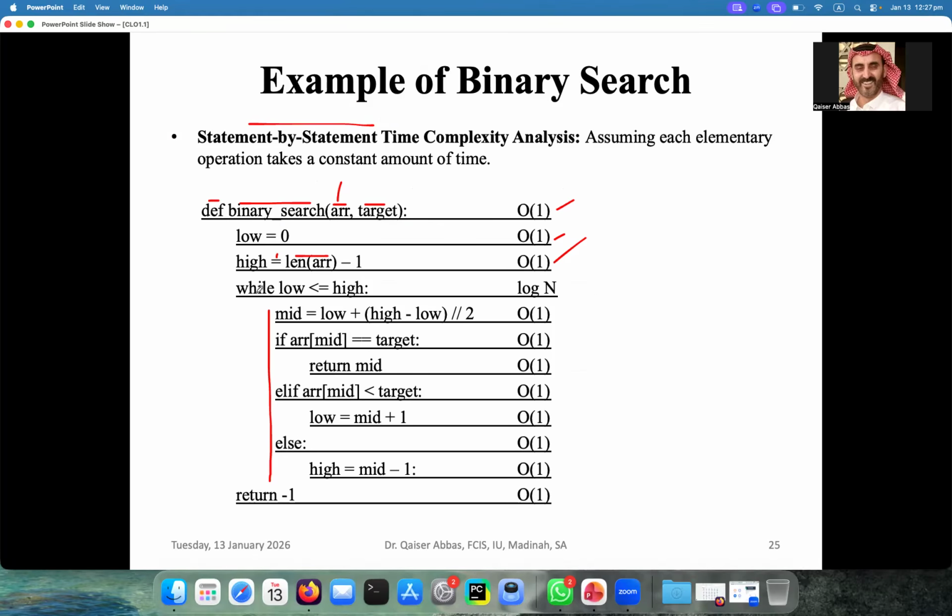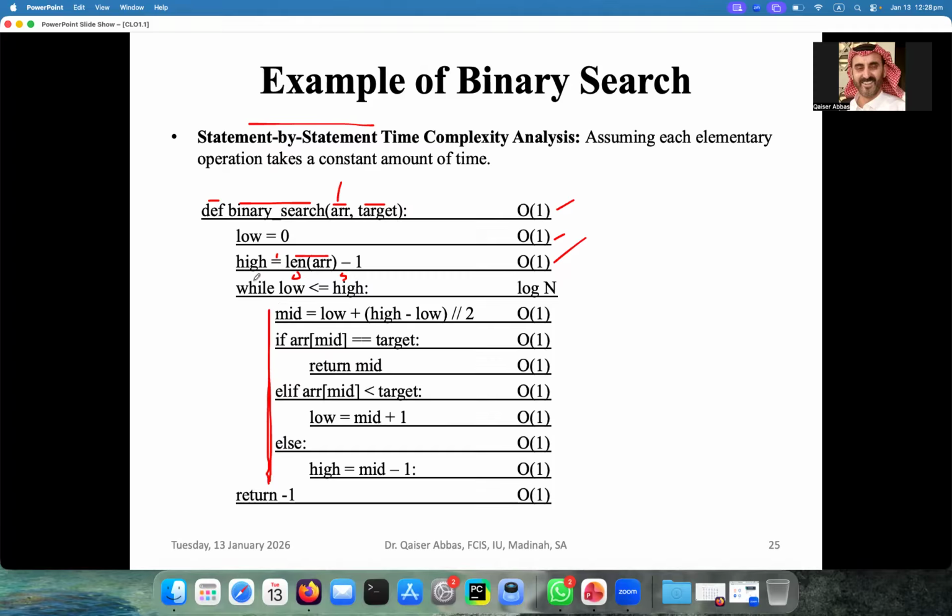Okay. While low is less than or equal to high. Initially low is 0, and high can be, if the length of the array is 5, then high can be 5 and low can be 0. And 0 is less than or equal to high, okay, but we don't know how many times this loop will go. For the first, 0 less than or equal to 5, yes, it is okay. The condition is true, and the block will execute. And the block starts from here and goes up to here. All these statements are under this loop.